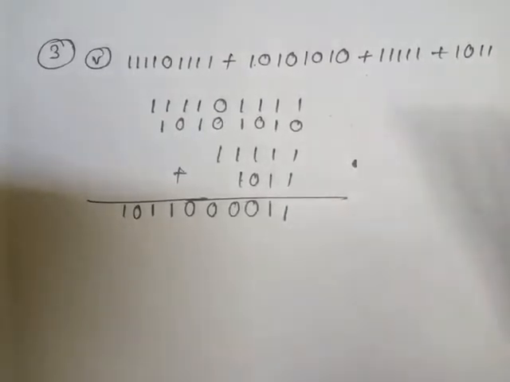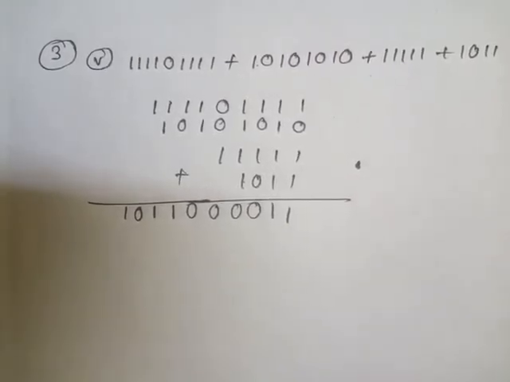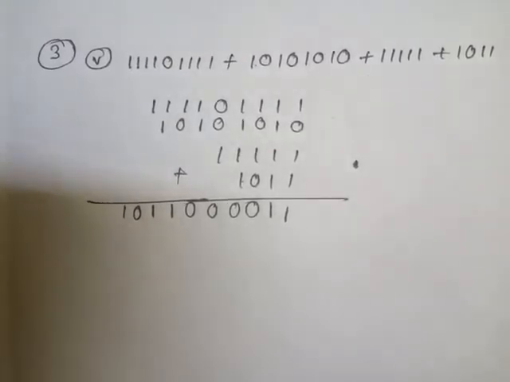Students, don't get confused. I repeat again, 1 in decimal is 1 in binary, but 2 in decimal is 10 in binary, and 3 in decimal is 11 in binary. 4 in decimal is 100 in binary, like this. So don't get confused and try to solve these sums like this.